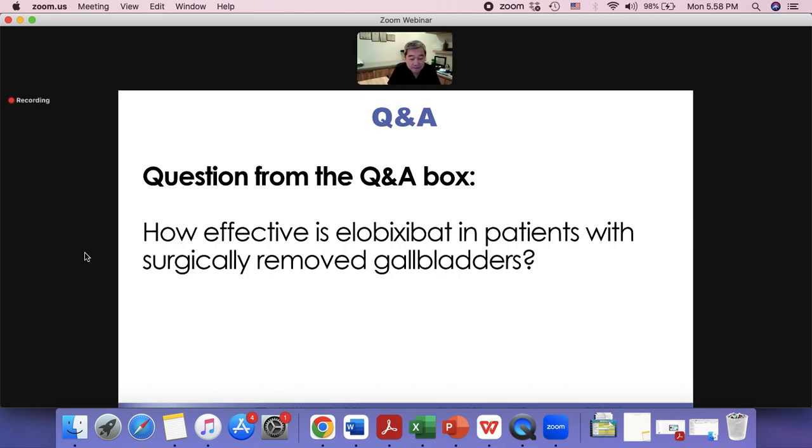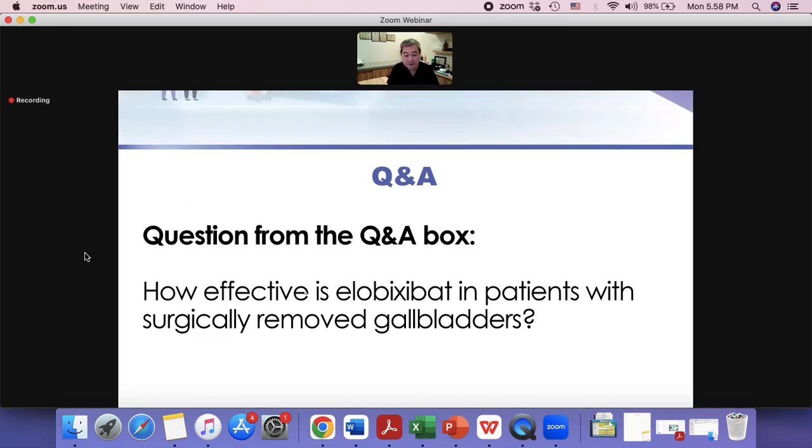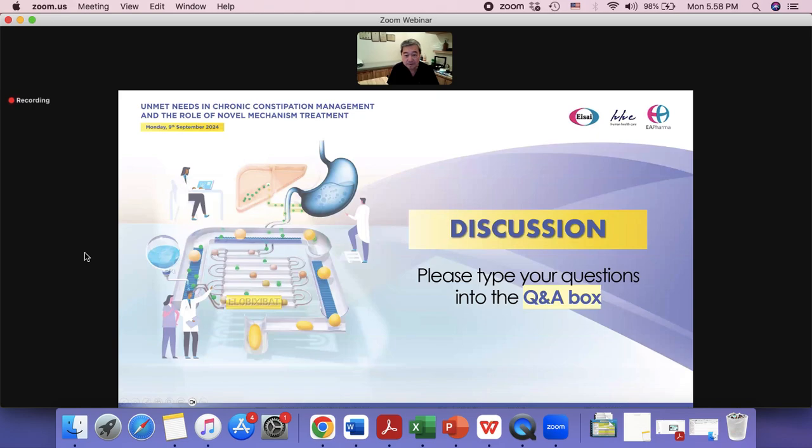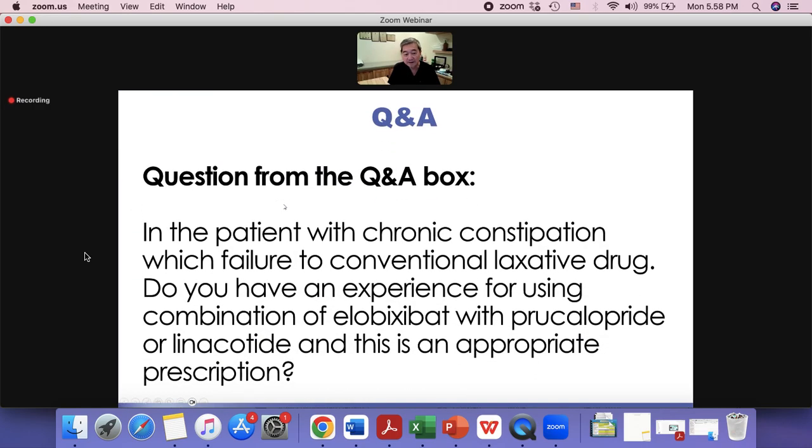Thank you. We have another question now from Dr. Anuchit Suksamai. He asks, in the patient with chronic constipation who failed conventional laxative drugs, do you have experience using a combination of Elobixibat with prucalopride or linaclotide? And is this an appropriate prescription? That means combining two different classes of laxatives.